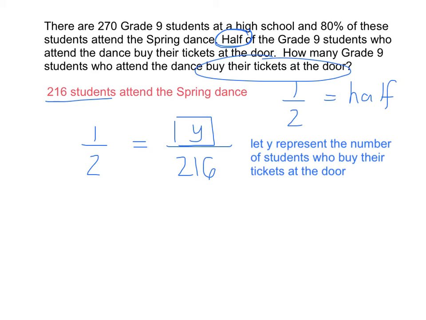Now we could cross multiply again to solve for the unknown, but I'm going to show you another method where we find the scale factor. A scale factor is a number that you can multiply or divide each term in a ratio by to get the equivalent. Well, in order to get from here to here, do you think we multiplied or divided? Well, since the number is larger, we must have multiplied. We need to figure out what the missing value is. 2 times something gives us 216.